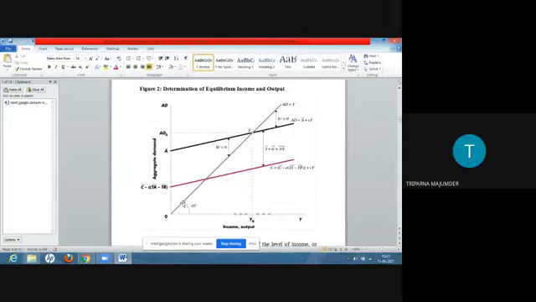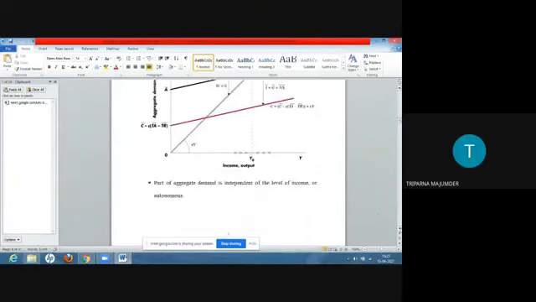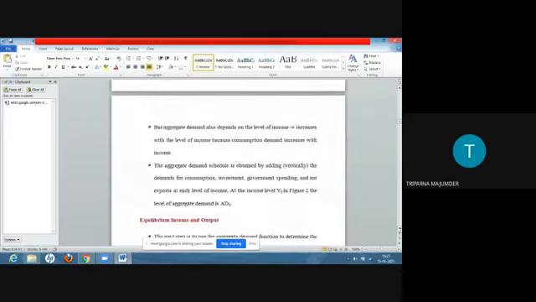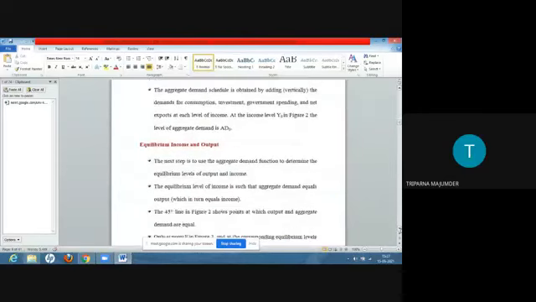We have taken help of the 45-degree line, which indicates the x values and y values are the same. So here this is our point of equilibrium, where the y value, which is the level of income or output, exactly matches the aggregate demand. So we have the equilibrium at that point.